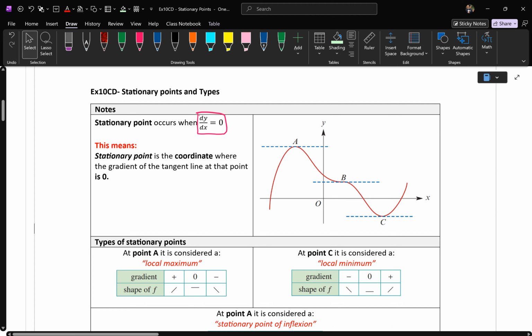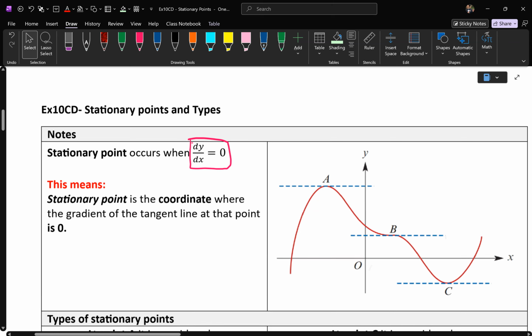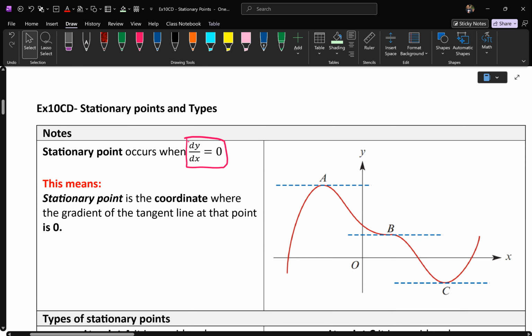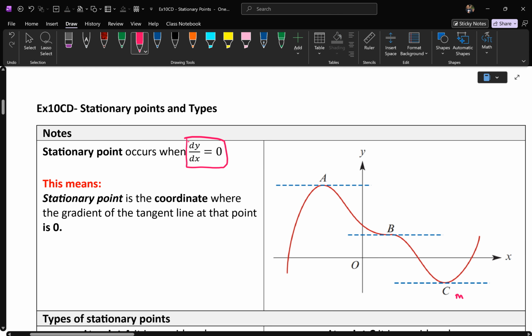But they aren't all the same type. So just because you've got a derivative at 0 doesn't mean that they are the same types. Does anyone remember what the 3 types of stationary points were? Give me one. Let's go with Krish. What's one type of stationary point? You have a minimum, which is this one over here. So it reaches the bottom, so minimum.